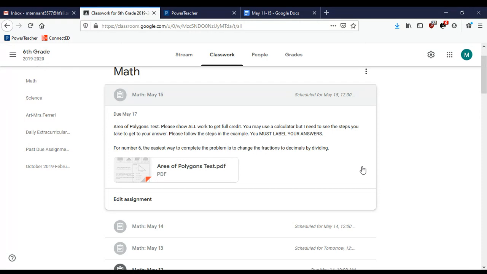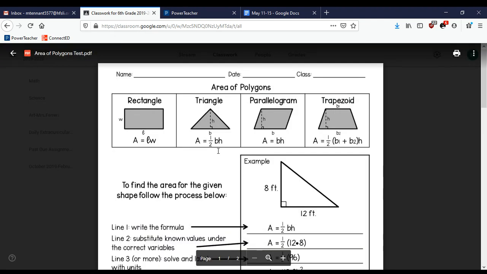You may use a calculator, but I do need to see the steps that you took to get to your answer. Please follow the steps in the example, and you must label your answers. Each question is going to be worth 3 points, and I'll explain why. And then for number 6, the easiest way to complete the problem is to change the fractions to decimals, okay, by dividing them. So let me bring this up so I can show you.